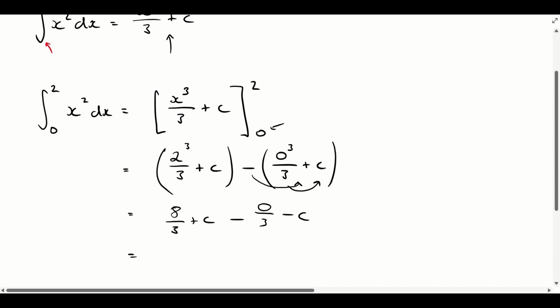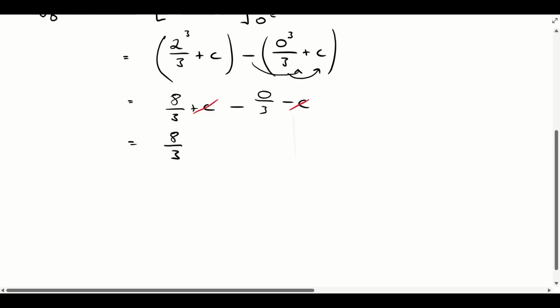So I just end up with 8 over 3. In fact, my c's actually cancel out. So a really cool trick that we've got here is when I anti-differentiate and put it in here, I actually don't need this plus c because it cancels out anyway. Let's take a look at another example.